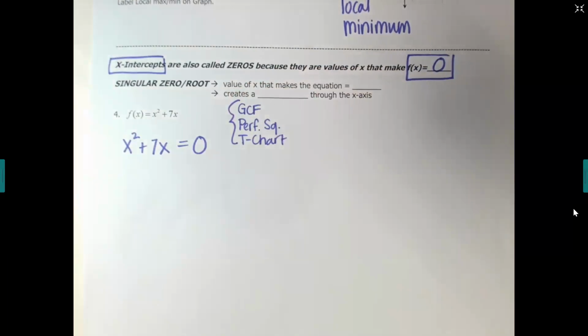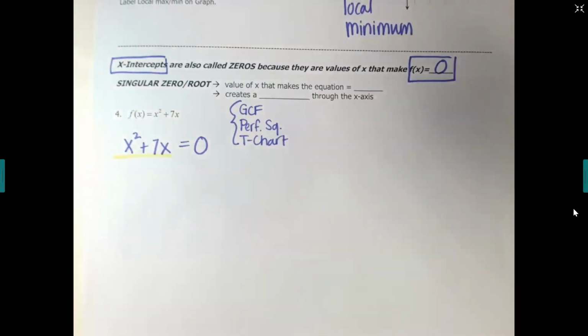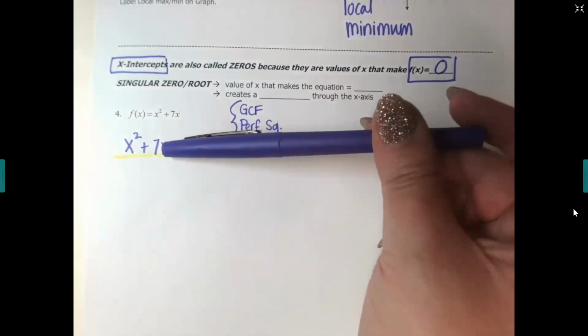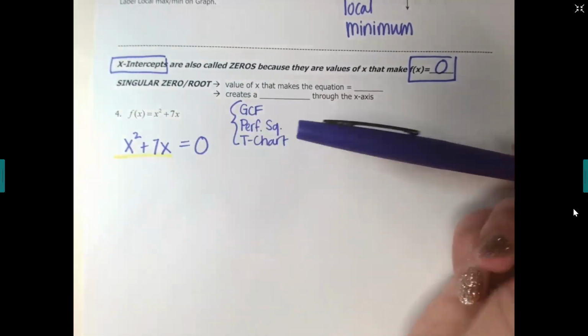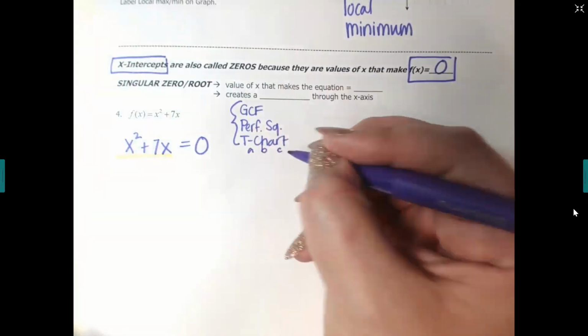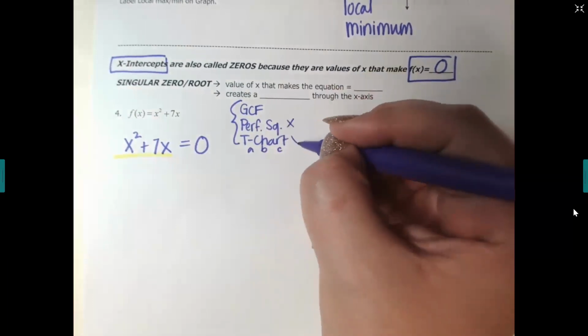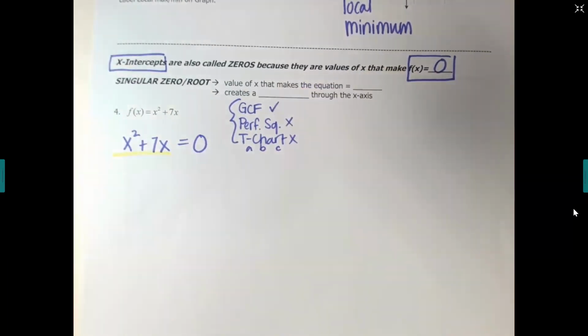So if I'm looking at this left-hand side over here, I'm trying to decide which of those methods is going to be most appropriate for x squared plus 7x. It's not perfect squares because I can't square root 7. For the T-chart, you have to have an A, a B, and a C for that one. Since I don't have an A, a B, and a C, I know it's not that one. Well, then it has to be GCF.